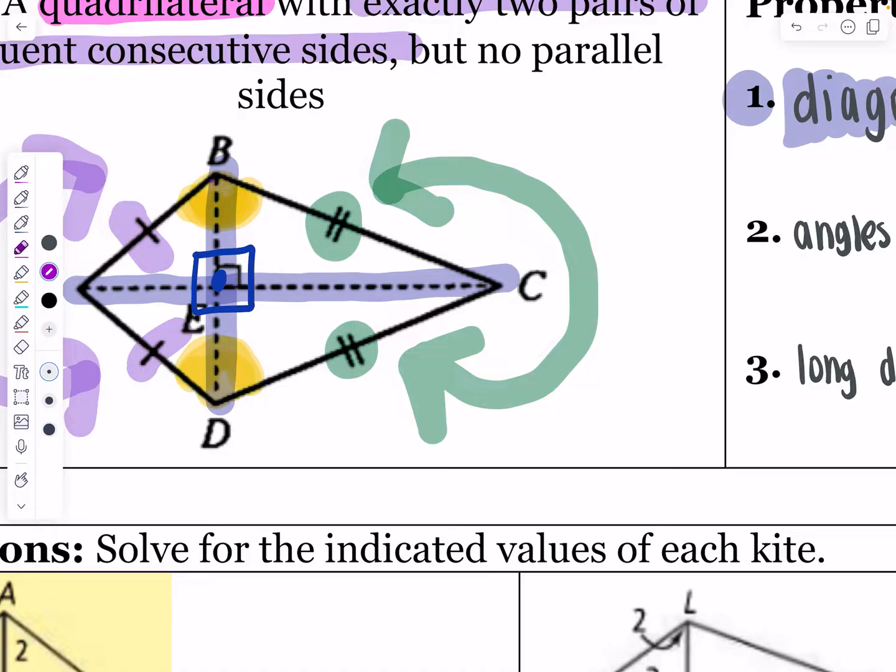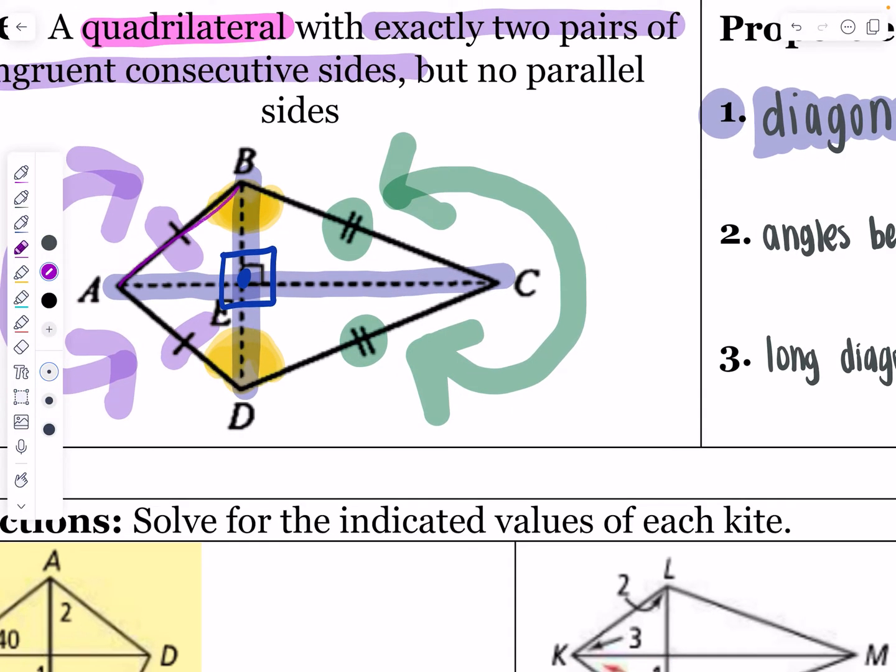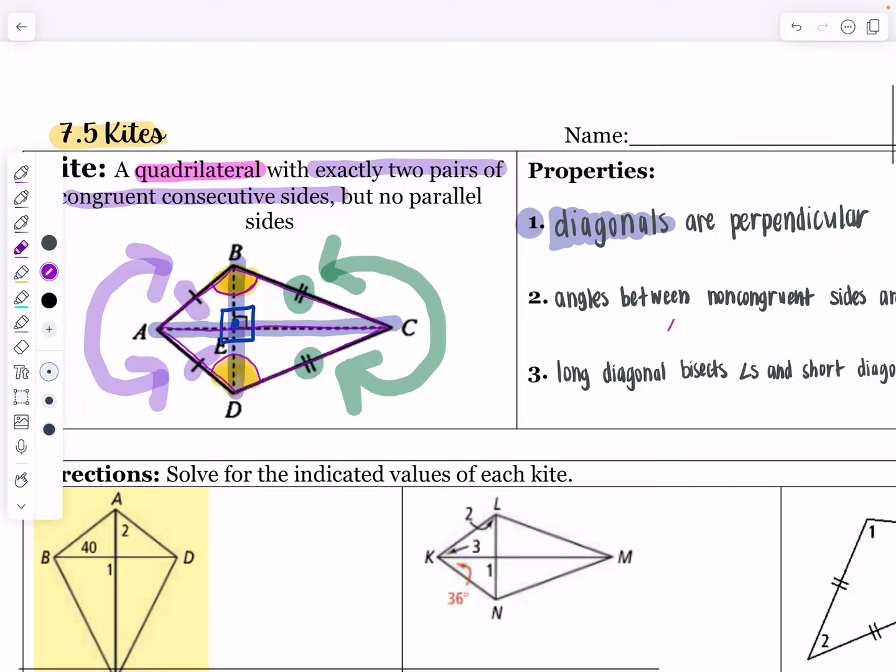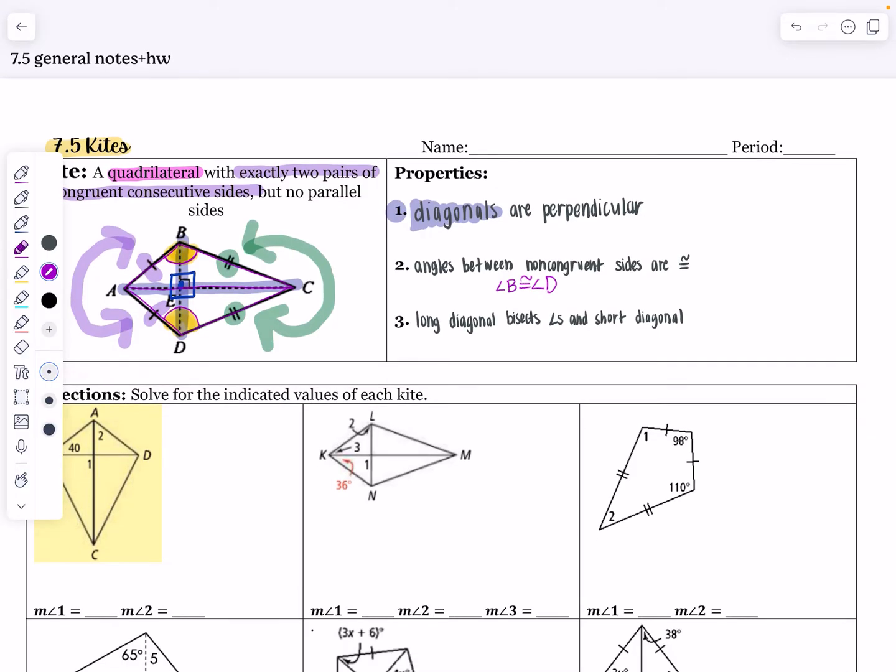If I take this triangle that's on the top, BAC, that triangle is going to be congruent and fold directly on top of, if I were to fold it down, triangle ADC. And so those angles would wind up lining on top of each other. And so angle B is going to be congruent to angle D. So I'm going to write that here. Angle B is going to be congruent to angle D. Those are between the non-congruent sides.